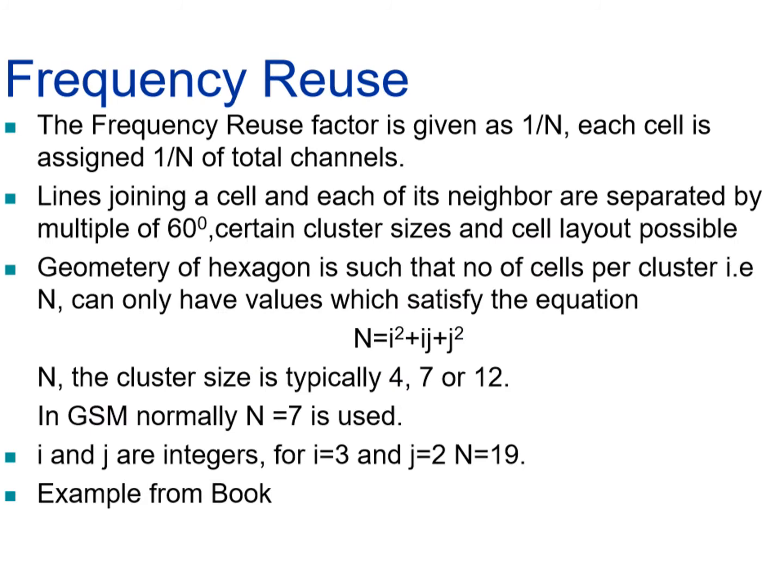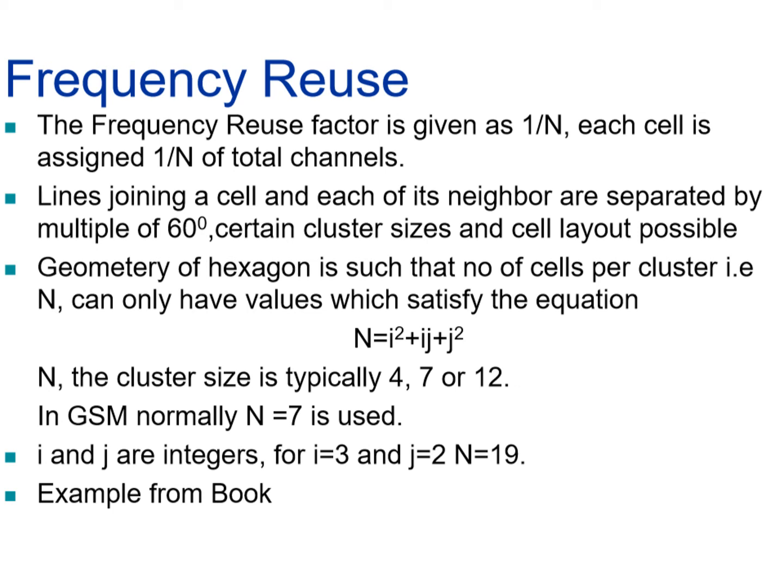Now when we are considering hexagonal cell shapes, by looking at the geometrical figure itself, we can understand that all the cells and their neighbors, when you consider the lines joining them, are obviously separated by multiples of 60 degrees. So as a mobile service provider, I cannot choose any cluster size. I have a standard equation for choosing what could be my possible cluster size.